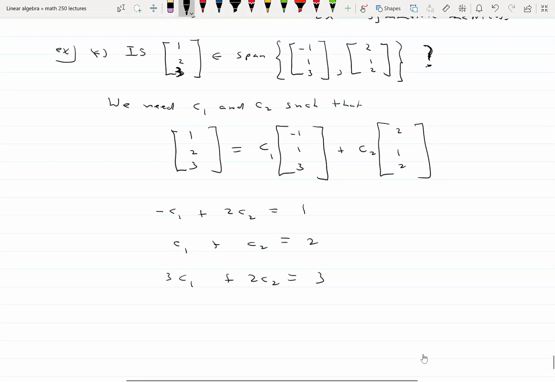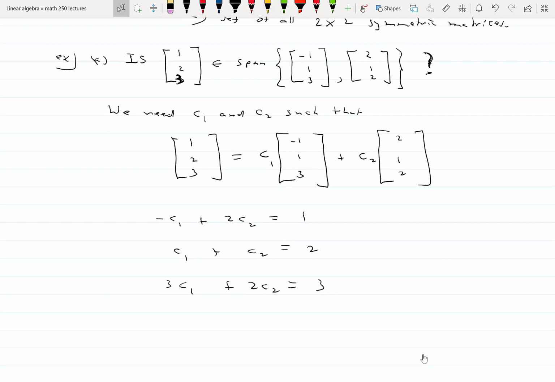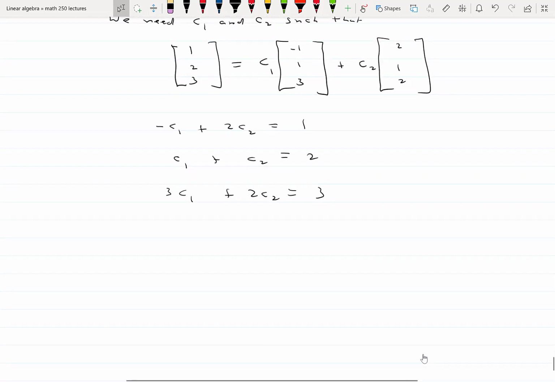Look at what just happened. This is kind of a monumental thing to happen right here. I've replaced the question, is a vector in the span of a set of vectors, with a system of equations. This is going to happen a lot in our course. And the answer to the question depends on whether this system of equations has a solution or not.